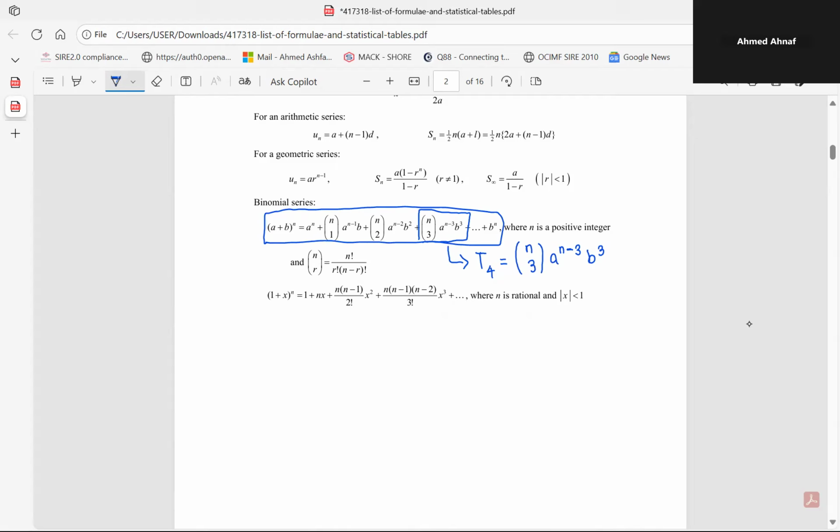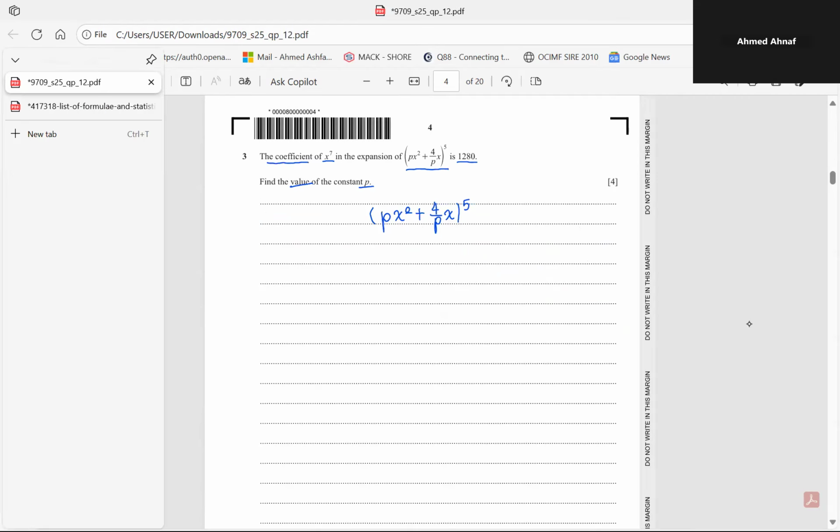we can actually make this into a general form where we can write T(r+1) equals nCr times a to the power of n minus r times b to the power of r. So this is the formula that we'll be using to solve our equation. So let's write that down.